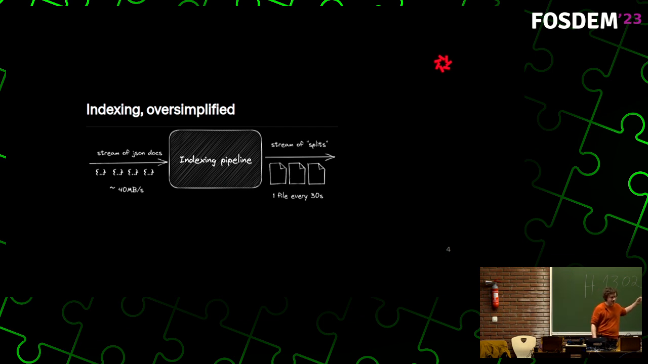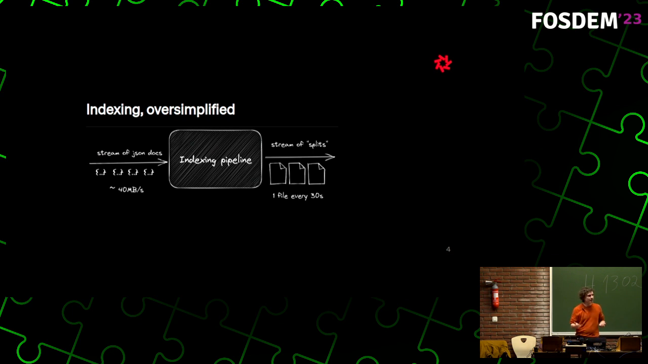Super oversimplified. We get as an input a stream of documents. It's interesting to have an order of magnitude: for one pipeline of indexing, we have to deal with around 40 megabytes per second. And as an output, every 30 seconds, we write a file, we upload it somewhere, and usually we register it on some metadata backend. And at this point, the file is searchable.